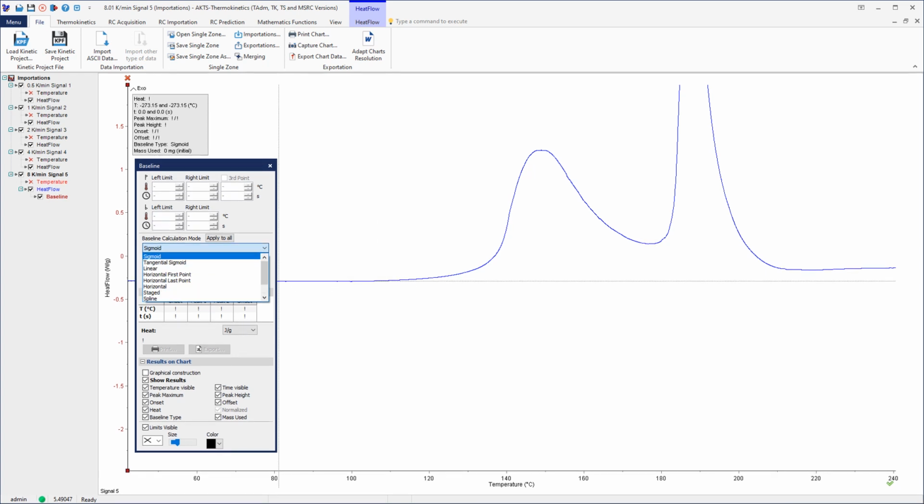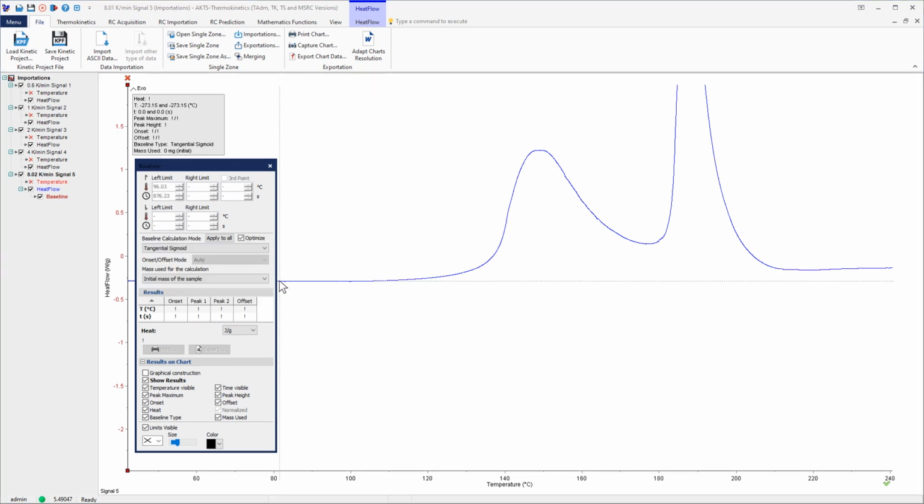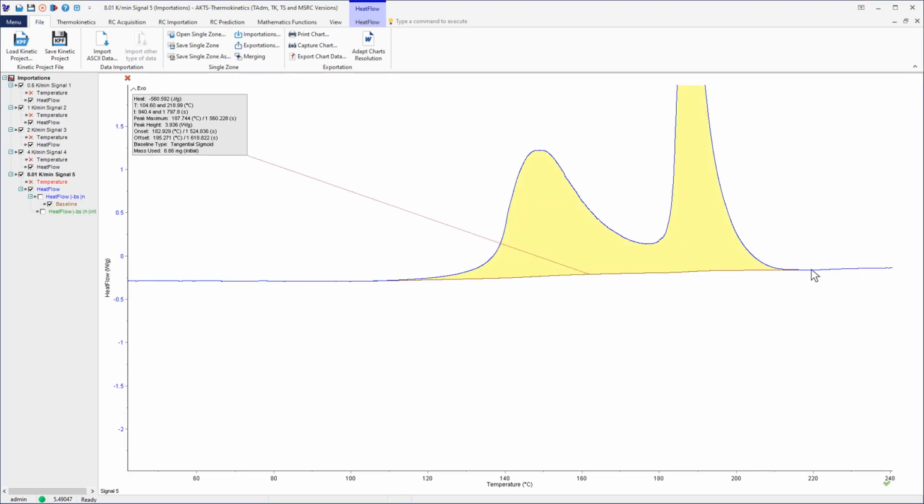It is recommended to use the tangential sigmoid baseline type for non-isothermal data and horizontal or horizontal last point for isothermal data. After selecting the baseline type, one must choose the left and right temperatures, integration limits, between which the baseline will be constructed. The calculation of the baseline course proceeds automatically.